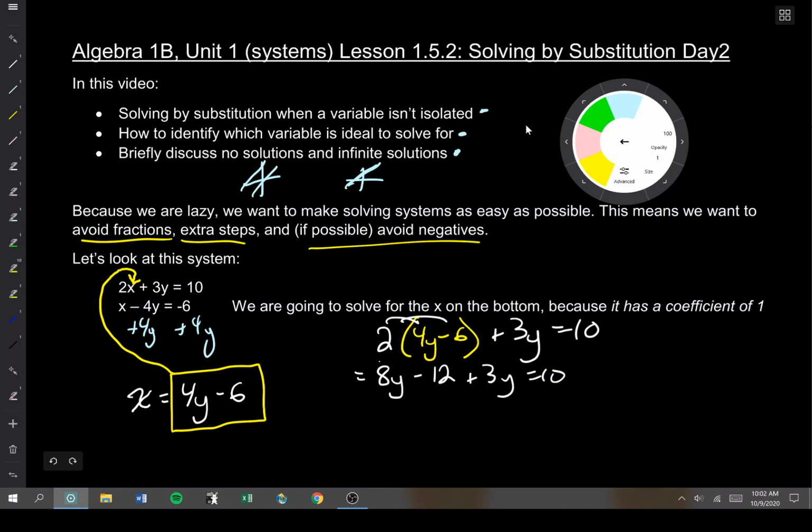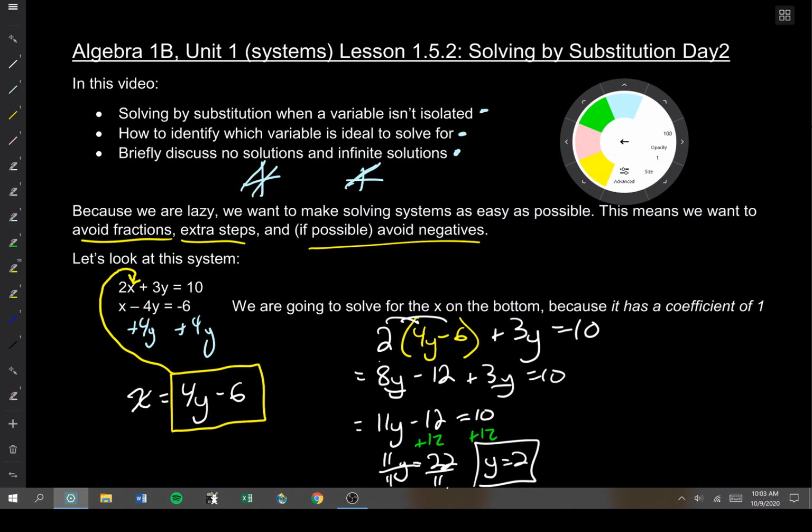Combine like terms, so 8y and 3y can go together, and we get 11y minus 12 equals 10. Add 12 to both sides, and we have 11y equals 22. Divide both sides by 11, and we get that y equals 2. All right, we got a nice clean whole number here, y equals 2.